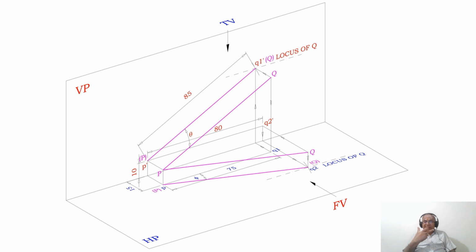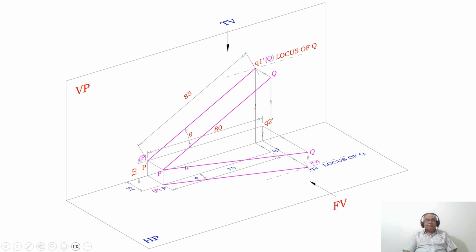The length of the front view is 80 mm. So if the front view line is parallel to XY, its corresponding top view is going to be in true length. You know the distance of the point P with respect to HP. It is above HP by 10 mm, from here to here. Therefore, the other end point Q should also be above HP by 10 mm only. Then only the line is parallel to HP.